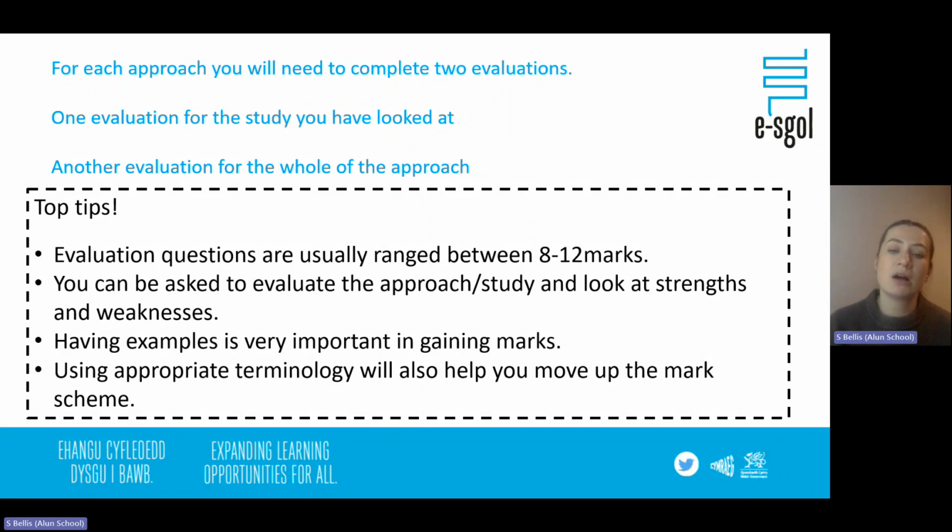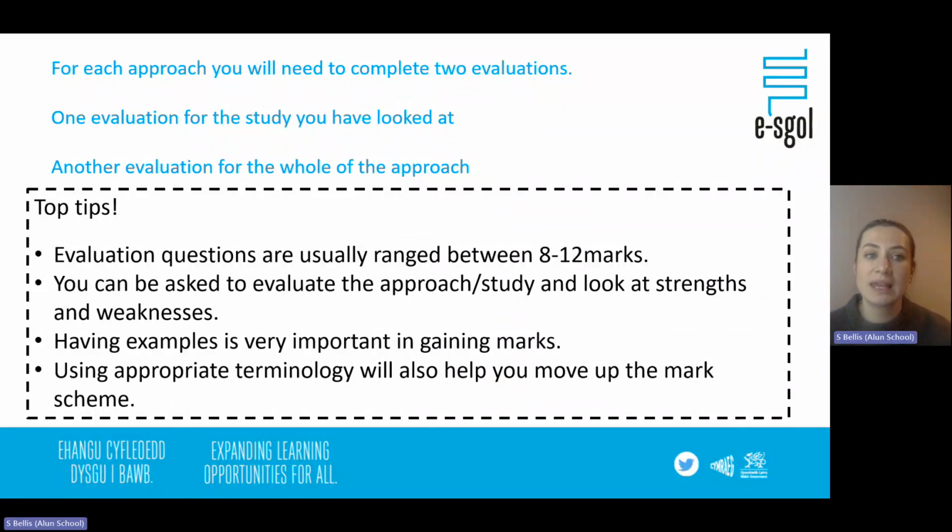Very, very important, because evaluations are always one of your highest marked questions that you will get on the paper. So it's really important that we feel confident with how to answer these questions. You can be asked to evaluate the approach and the study just on its own, just evaluate the biological approach, for example. Or they can ask you to look specifically at strengths and weaknesses. Some questions say, consider or describe just the strengths of the biological or whatever approach, or just the weaknesses.